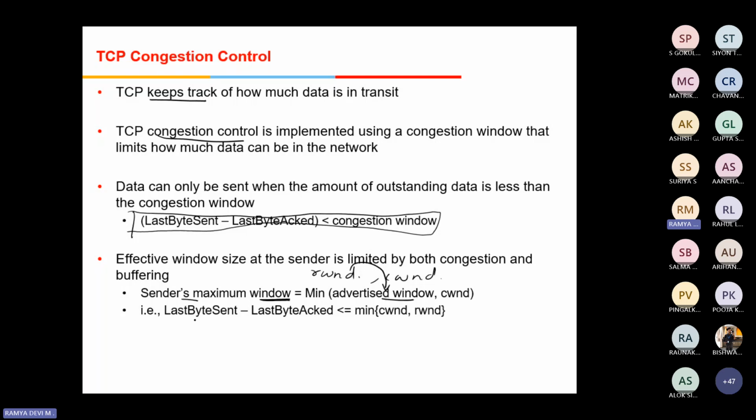Okay. So the last byte sent minus last byte acknowledged should be less than or equal to this window size, that is, the minimum of the congestion window and the advertised window. If the congestion window is small, TCP will send less, preventing congestion. But if the receiver window is small, it will prevent overrunning the receiver's buffer. So dynamically, TCP will be adjusting the window size, either the congestion window size or the advertised window size, based upon the network feedback, like acknowledgements and timeouts, in order to balance the throughput. Fine.